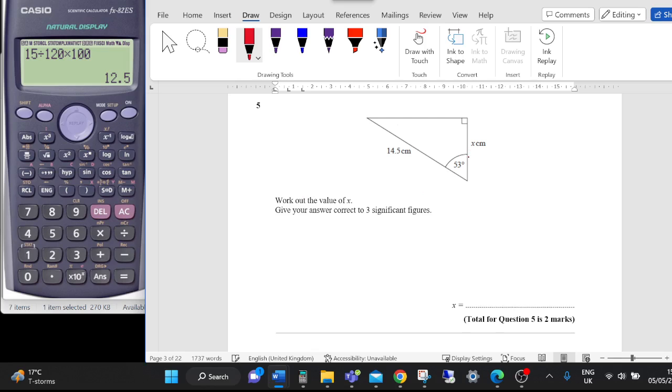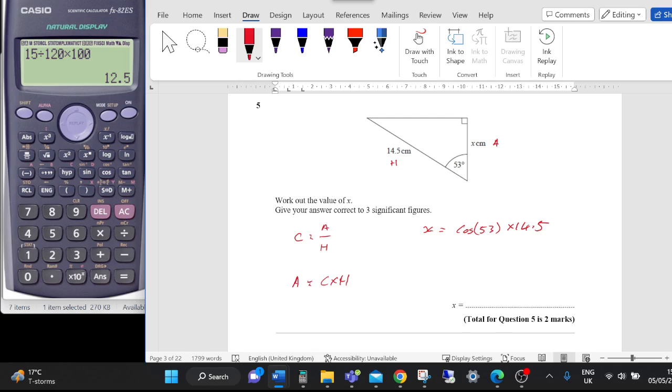So if this is the angle, then this side would be the hypotenuse and this side would be the adjacent. So my trig ratio involving an adjacent and a hypotenuse is going to be cos angle. So, and I want to work out the adjacent. So the adjacent is going to be equal to cos times h. So I would substitute in that x is going to be equal to the cos of 53 multiplied by 14.5.